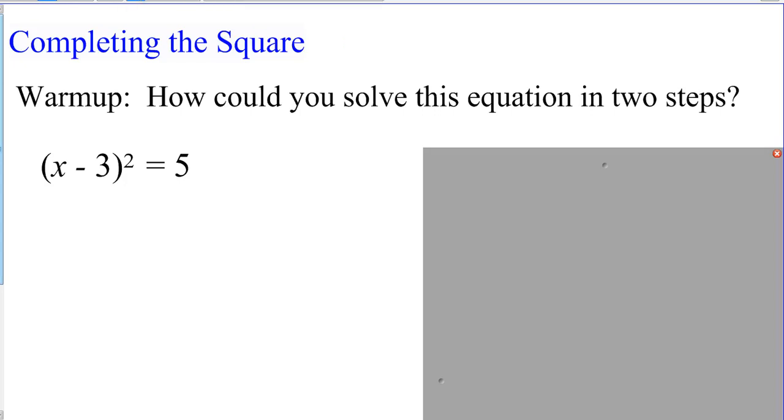In this recording, we're going to review the technique called completing the square for solving quadratic equations. So let's start with this warm-up. How could you solve this equation in just 2 steps? Well, you need to undo the square, and you need to undo the subtraction of 3.